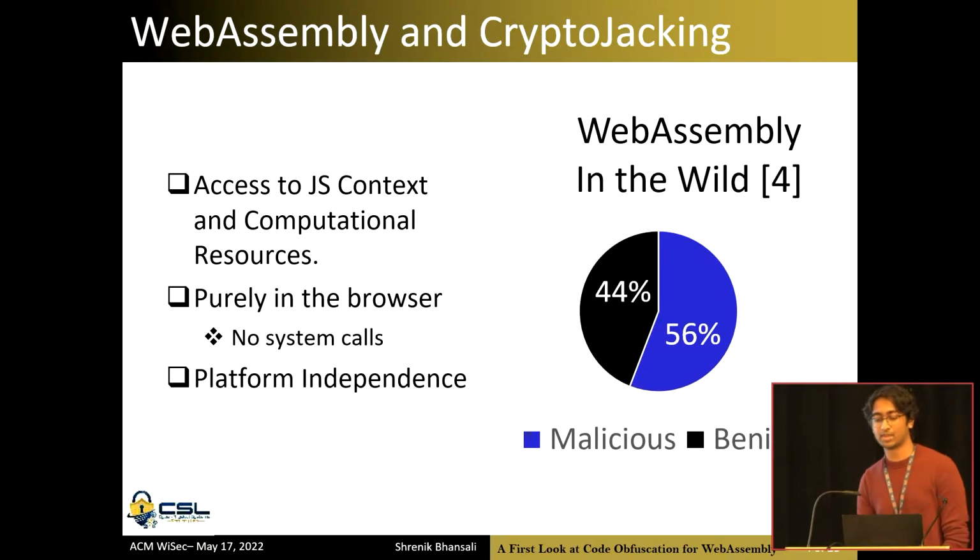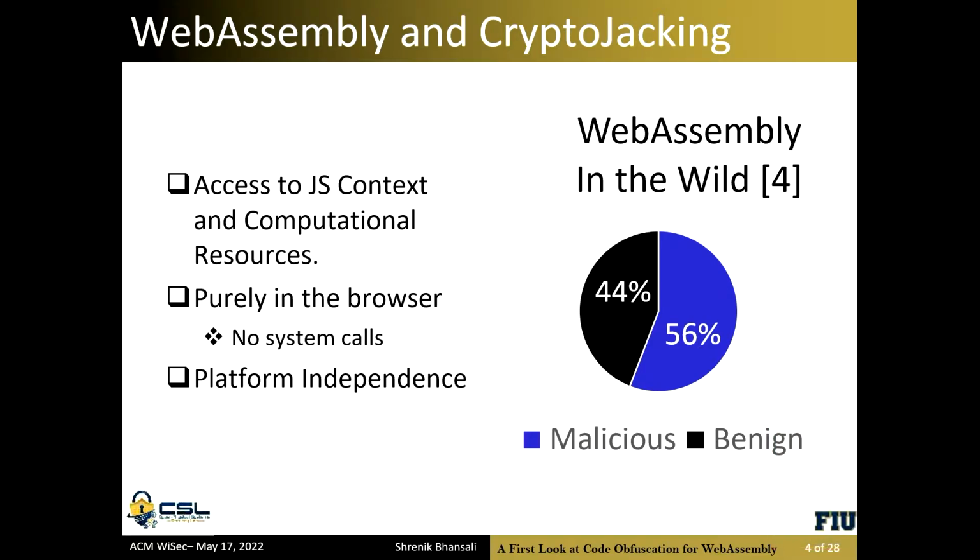Because of that performance orientation of WebAssembly, one of its main uses is cryptojacking malware. So, as you can see on the right, the majority of WebAssembly instances found in the wild in the top million Alexa websites are malicious instances of WebAssembly. Because WebAssembly has access to the entire JavaScript context and it purely runs within the browser, not creating any system calls or anything similar to that, it means that any malware can run without being detected by a native antivirus.